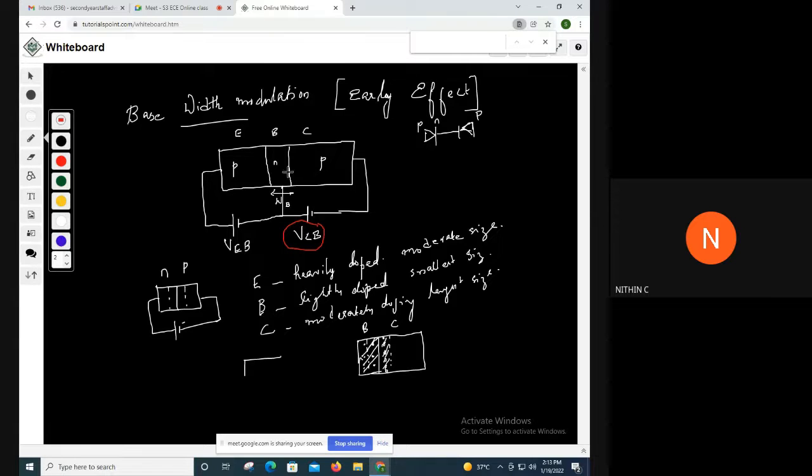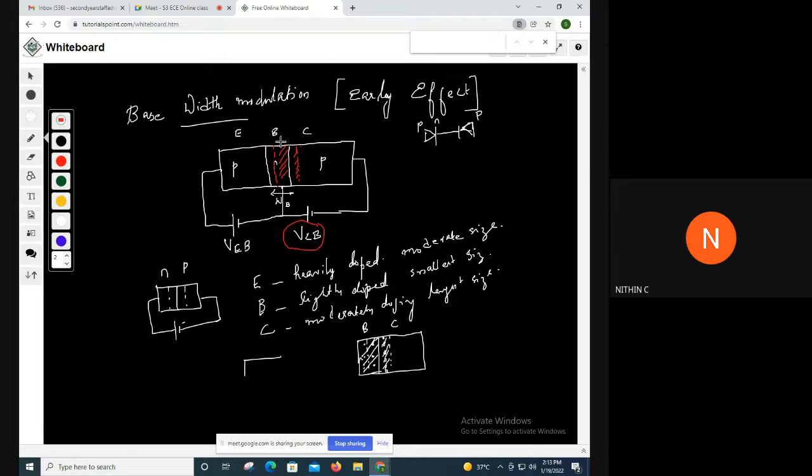And that increase in depletion region width will extend more into the base region. That's the most important sentence in base width modulation. The depletion region width will increase more into the base region. Why? Because the base region is lightly doped. So say like this, it will happen. It will be like this. The depletion region width is more towards the base region as it is lightly doped.